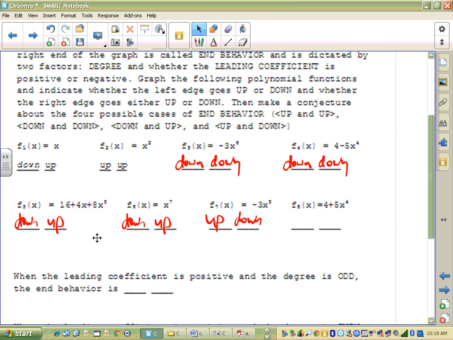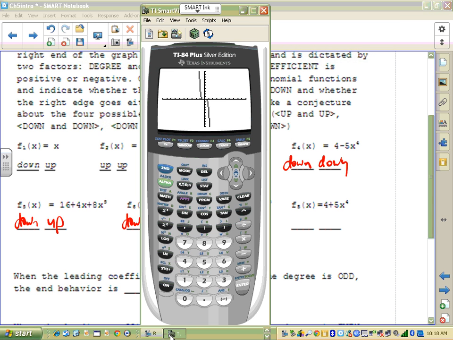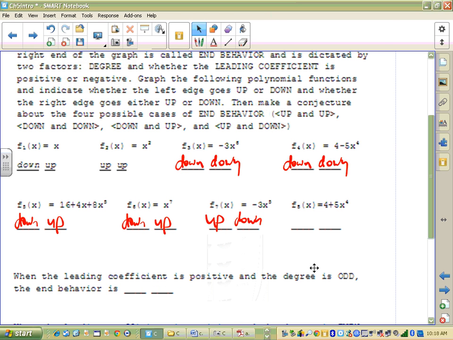And this last one, 4 plus 5x to the 4th, hopefully this one makes it real clear that really, the first term's the only one that makes a difference. And then this one's up and up.